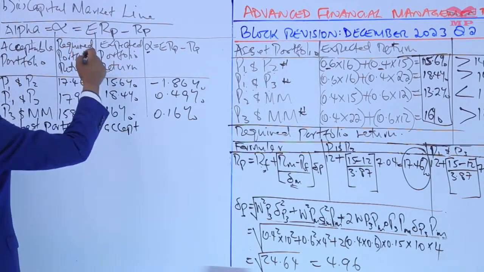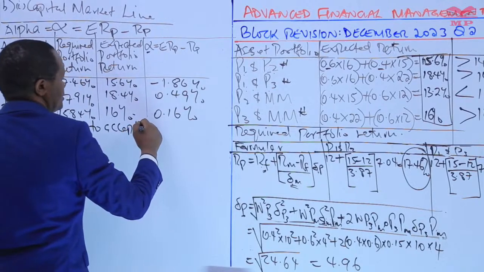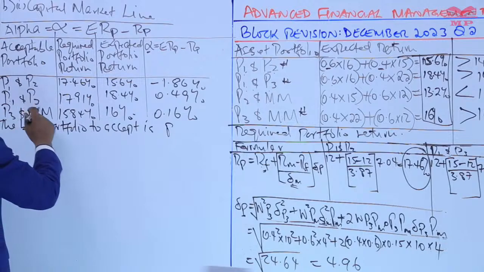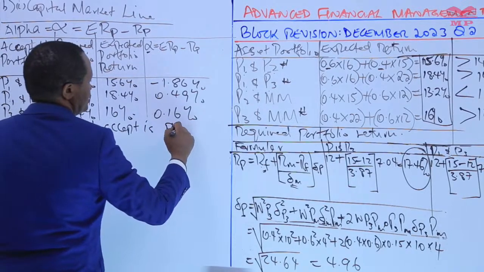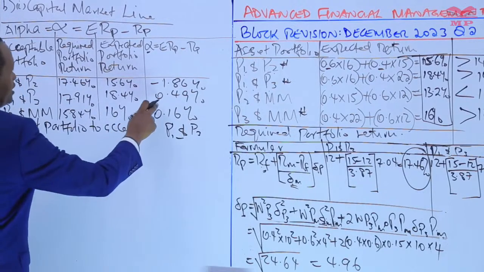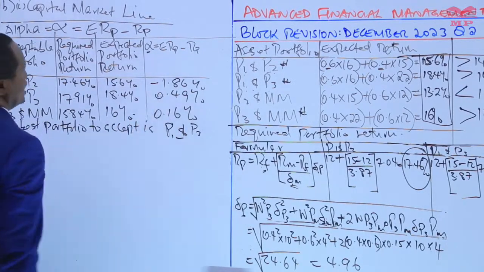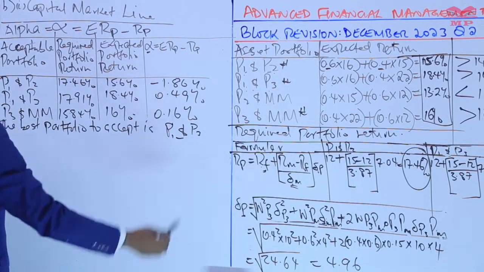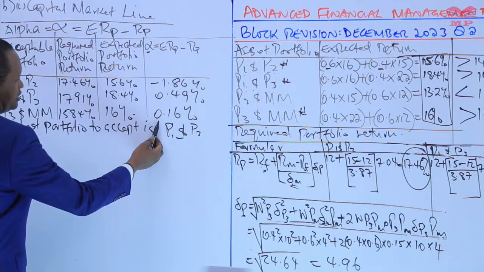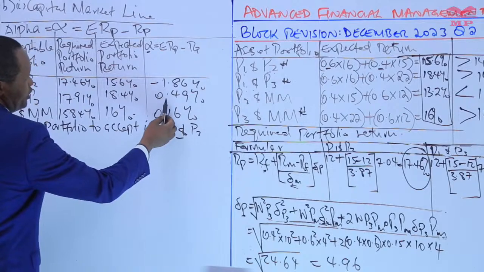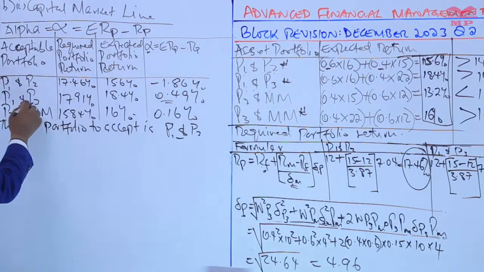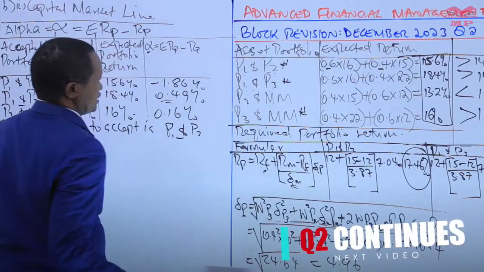using the capital market line to accept is P1 and P3, because it has the highest alpha. This one is negative 1.86%. This is 0.16. This is 0.49. So this is a portfolio to accept.